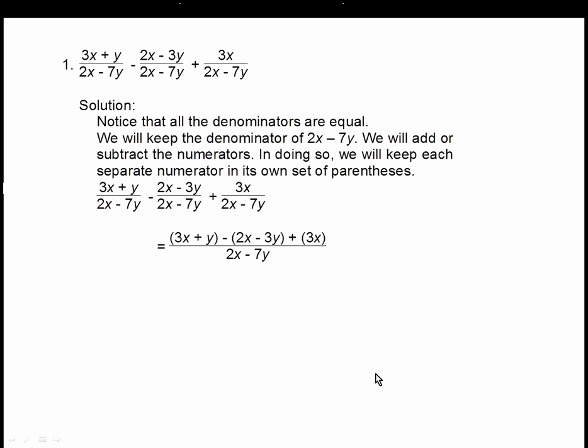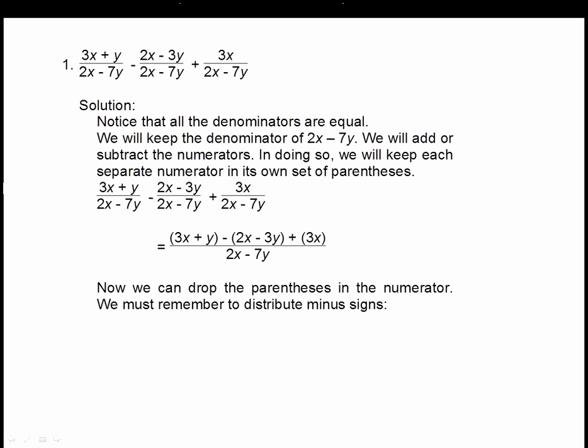I'm now getting ready to drop the parentheses, which means I have to distribute that minus sign. So I'll end up with 3x plus y minus 2x plus 3y, remember, minus times minus is plus, and then plus 3x, still all over 2x minus 7y. We're going to drop the parentheses and remember to distribute the minus signs. After we drop the parentheses, we're getting ready to combine similar terms. I can combine my x terms and my y terms in the numerator and leave the denominator alone.